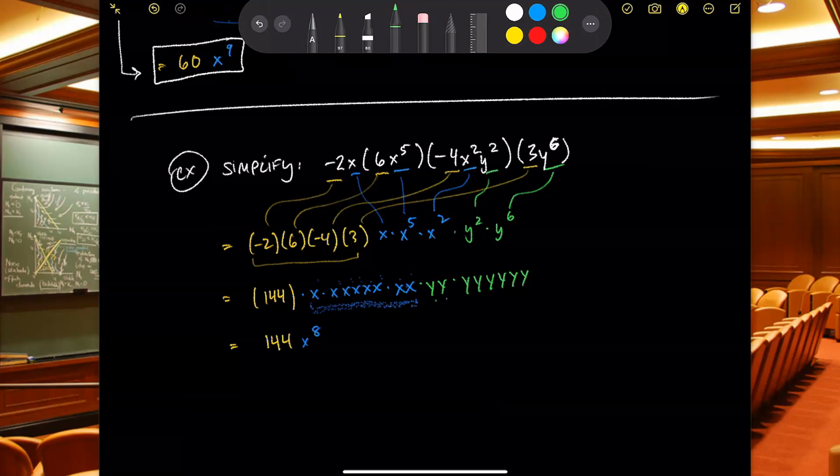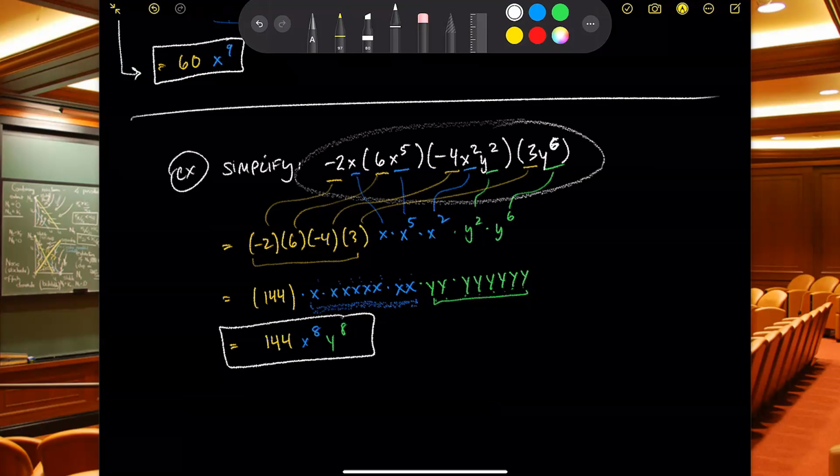And I have 1, 2, 3, 4, 5, 6, 7, 8 y factors, not terms. So we have 8 x factors and 8 y factors. And so what we're left with at the end of the day is 144 x to the 8th, y to the 8th. So, man, English is tough.